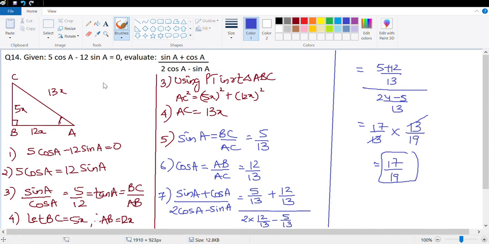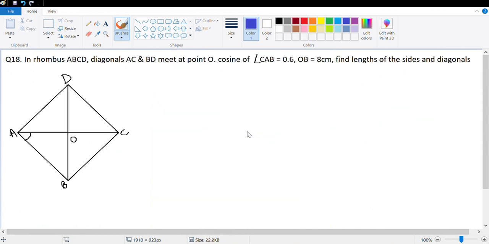The next question that we do is question number 18. Very interesting question. In rhombus ABCD, diagonals AC and BD meet at point O. So I've already made this rough diagram, not given in the question, but for our understanding I've made it. Cosine of angle CAB, which is this angle which I have referenced here, is equal to 0.6. But where is the right angle? I need to find a right angle triangle.